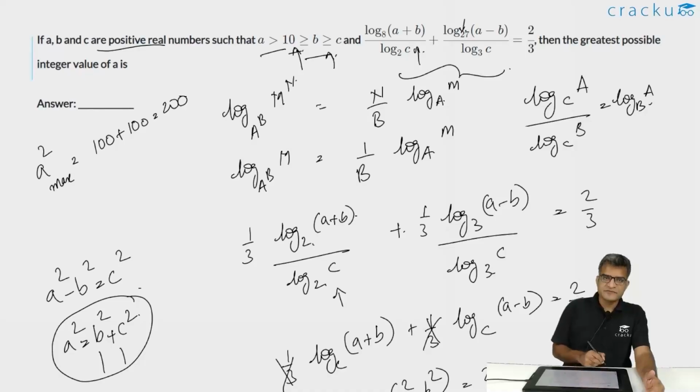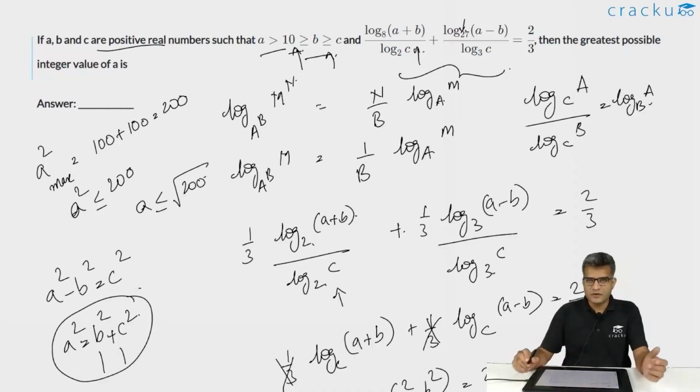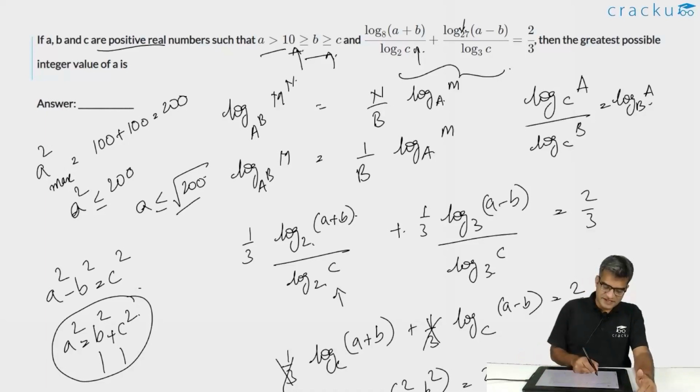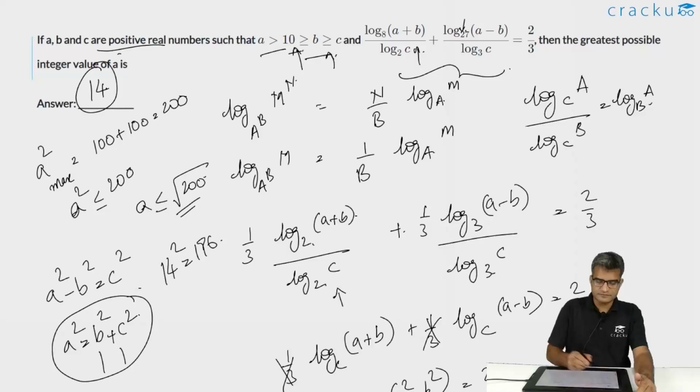200. So essentially what we are saying is that a square is less than or equal to 200, or a is less than or equal to square root of 200. We are looking for an integer value of a. The maximum integer value of a, which is less than or equal to square root of 200, is 14. Because remember that 14 square is equal to 196. So the answer for this question is 14.